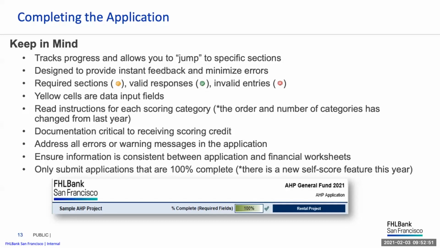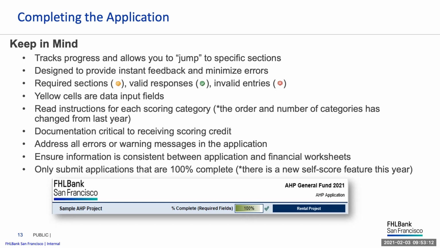Make sure that the information in the application is consistent. For example, the targeting in the application should match the targeting in the financial worksheets. Inconsistent information may result in a loss of points. Make sure that your application is 100% filled out before you upload your final version. This will be noted by the progress bar at the top of the worksheet.